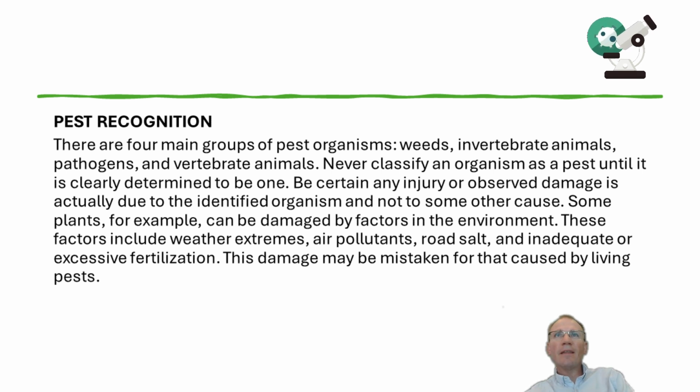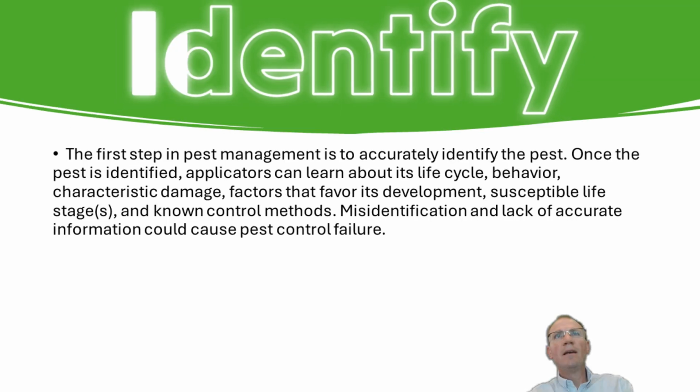Some of the good information on this slide, again, is you being able to identify what are pests. What are the four main groups: the weeds, the invertebrate animals, pathogens, and vertebrate animals. Obviously, you need to know if something is a pest. So, for example, there's a lot of environmental factors that can look like pest damage but aren't. You look at different things like excessive fertilization. That could look like pest damage when in reality it's not pest damage at all, it's an environmental factor. So you need to understand and be able to identify the difference between pest damage and environmental factors.